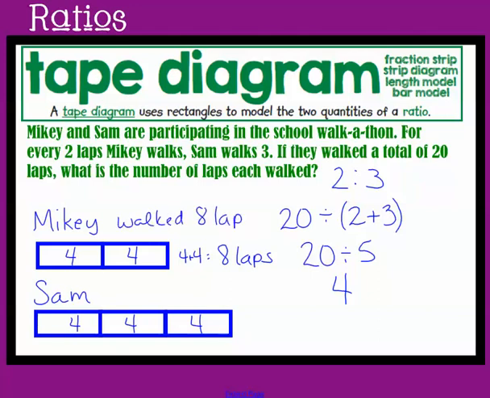And Sam walked 4 plus 4 plus 4, or 12. So Sam walked 12 laps. And a way for you to double check is to take 8 plus 12, and if you get that original total of 20, which we do, we've done our work correctly.